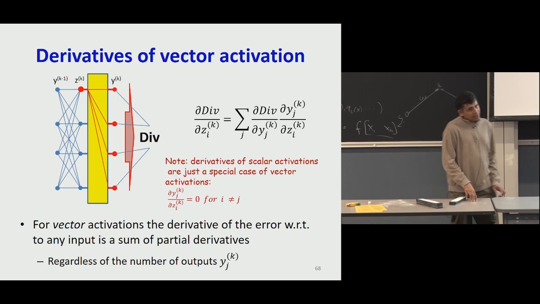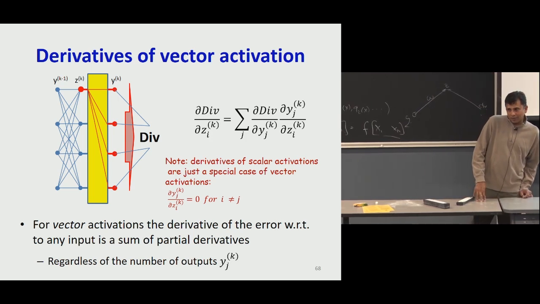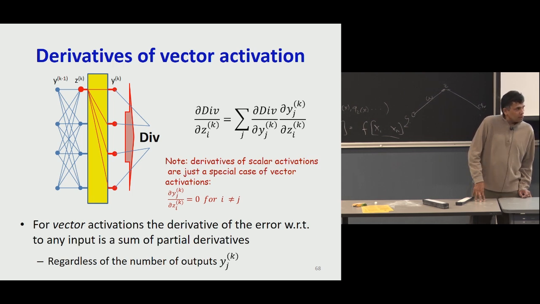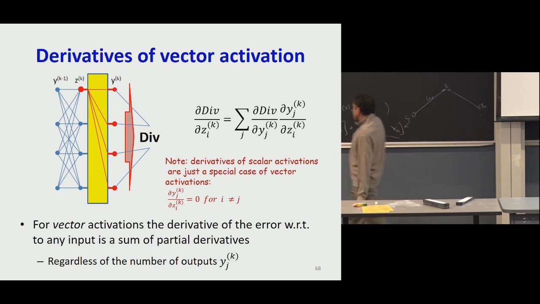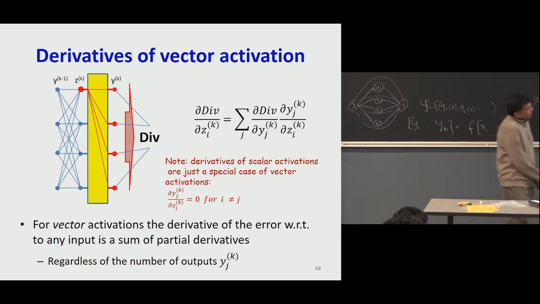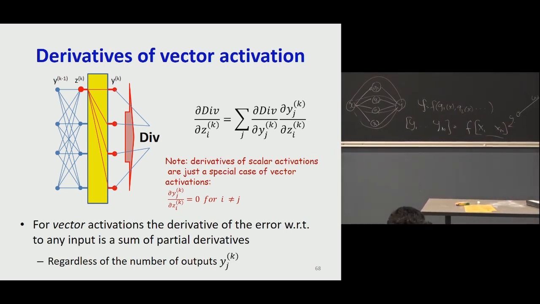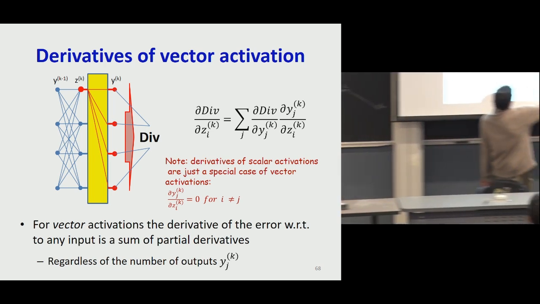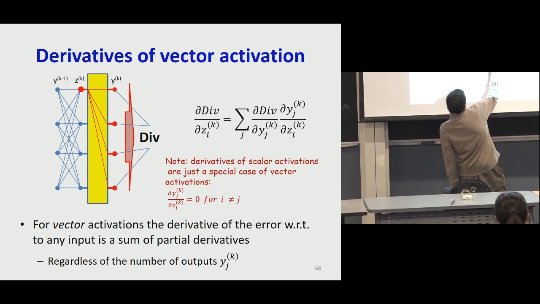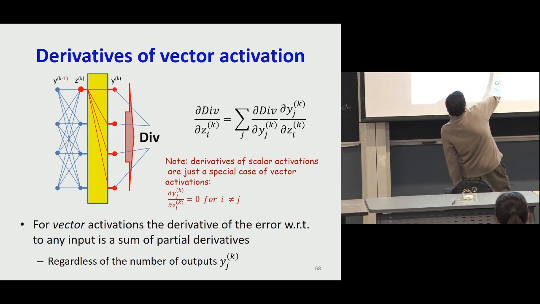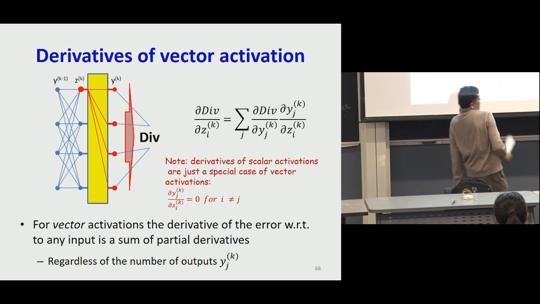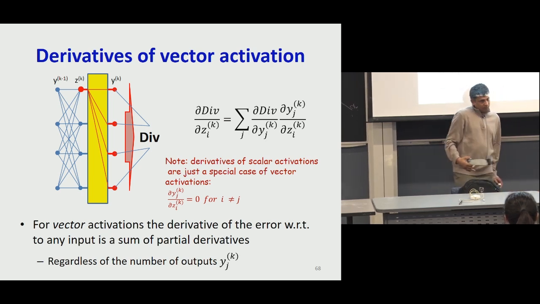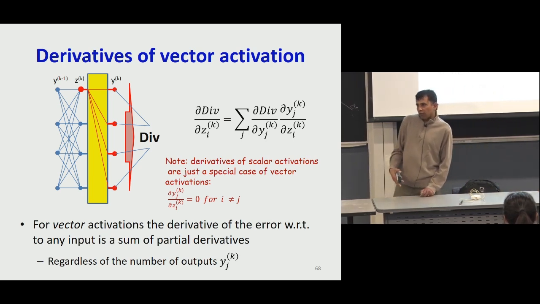But then if I have this vector activation, here's what happens. Every one of those y's influences the divergence, right? And any given z influences every single one of those y's. So using the same principle that we had out here, here's what we're going to get. If I want to compute the derivative of the divergence with respect to just say the z on top, I'm going to have to compute the derivative of the divergence with respect to each y, and then the derivative of each of those y with respect to that z, and add them up, just following these lines of influence.